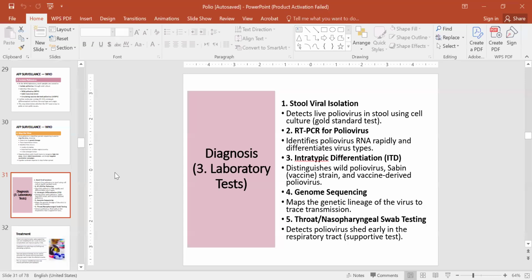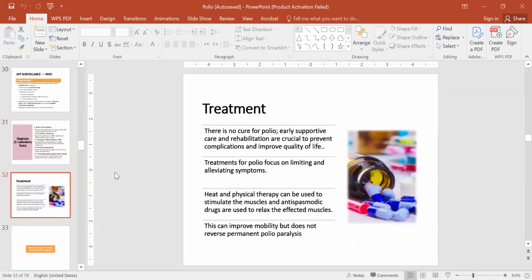Then we have the third category of laboratory test for the diagnosis of polio. We can go for stool viral isolation or PCR for polio virus and intratypic differentiation. This distinguishes wild polio virus from the vaccine strain and vaccine-derived polio virus. Then we have genome sequencing. And then on the fifth number, we have the throat or nasopharyngeal swab testing. It detects poliovirus shed early in the respiratory tract, and it's just a supportive test.